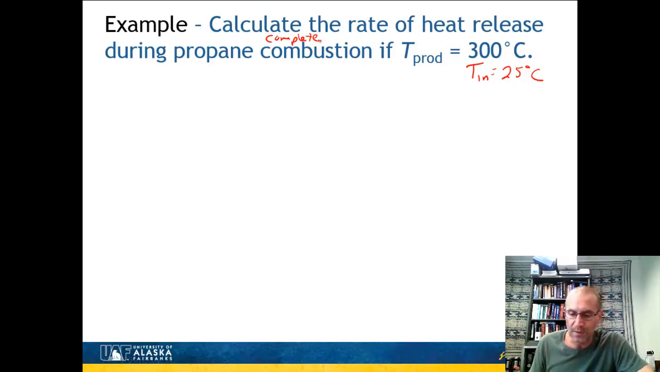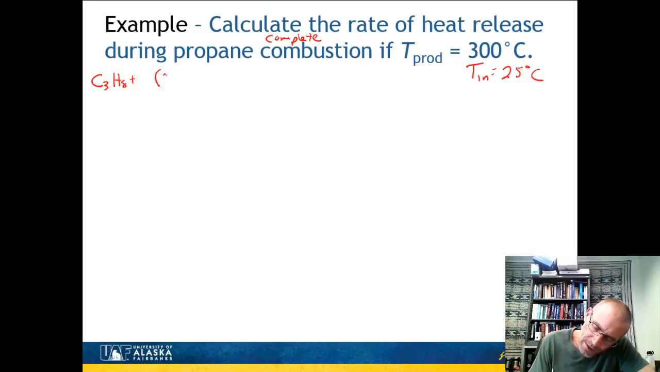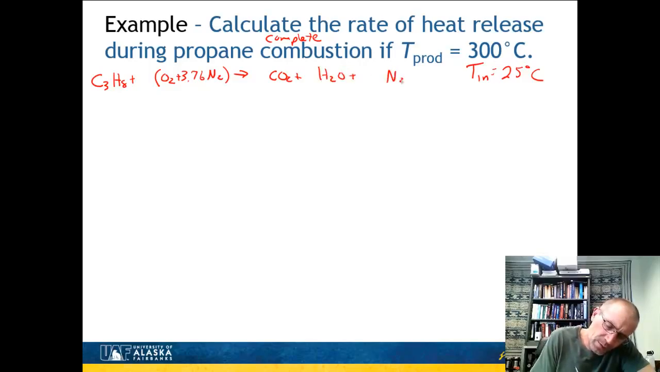The first step is to go ahead and balance my chemical equation. So I'm going to balance it for propane, C3H8. And then I'm going to have my air, O2 plus 3.76 N2. Complete combustion is going to form CO2. It's going to form water. And it's going to form N2.